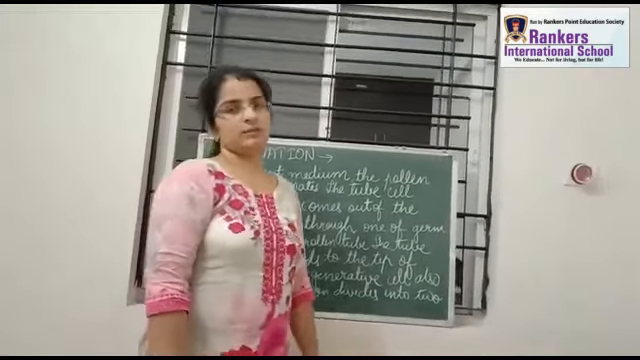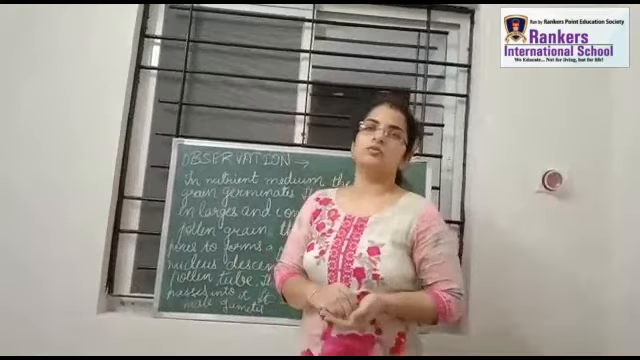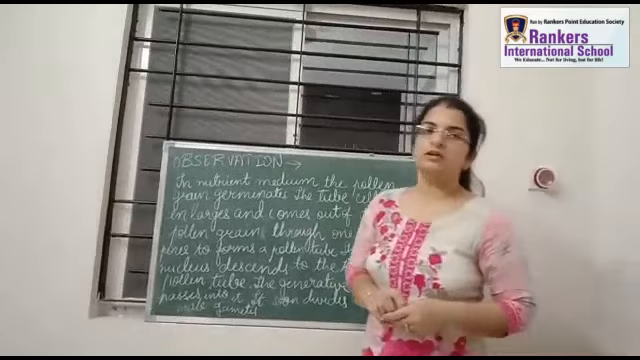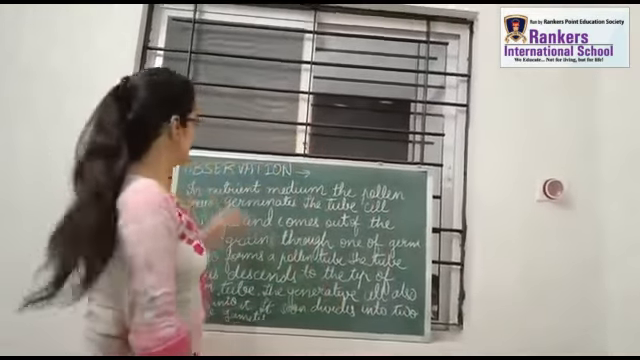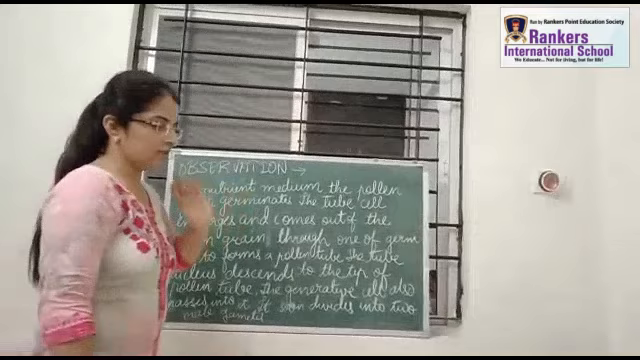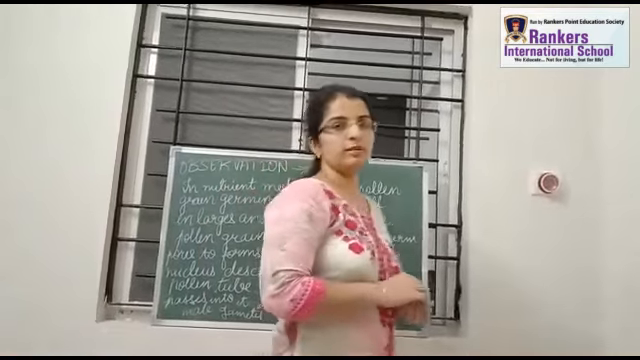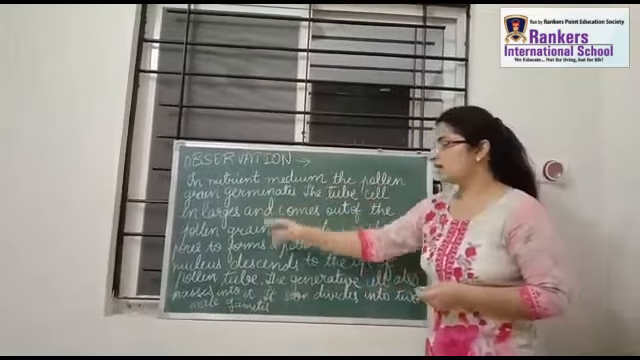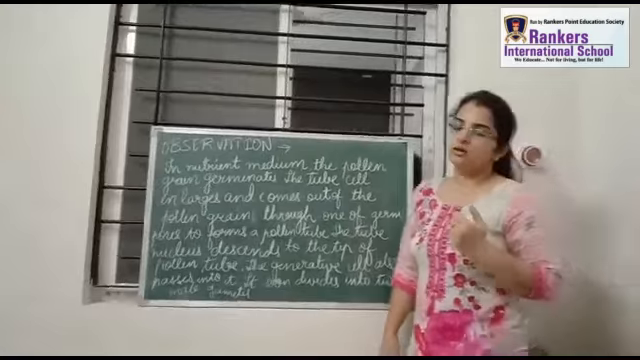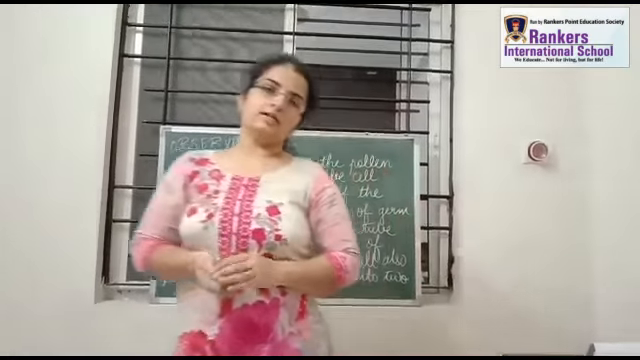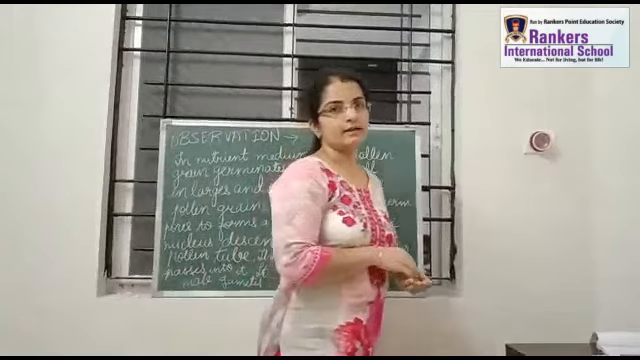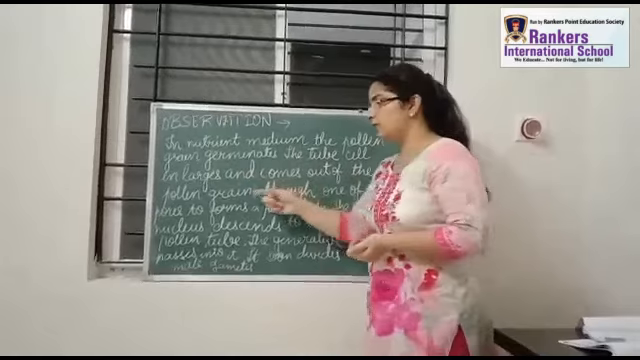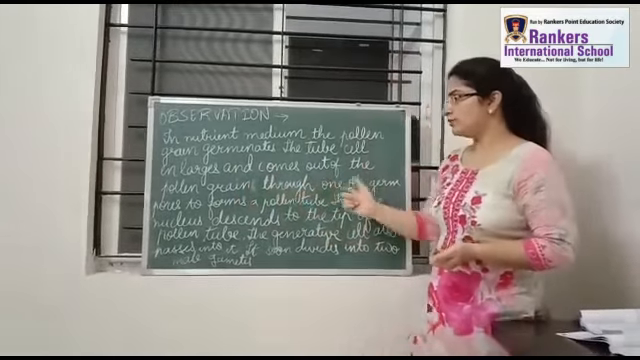After observing under the microscope, what are the observations you will see? First, in the nutrient medium the pollen germinates. In the nutrient medium you are using, germination starts and the pollen cell enlarges. I have already explained the two cells: a large tube cell and a generative cell. The tube cell enlarges and comes out of the pollen grain through one of the germ pores.